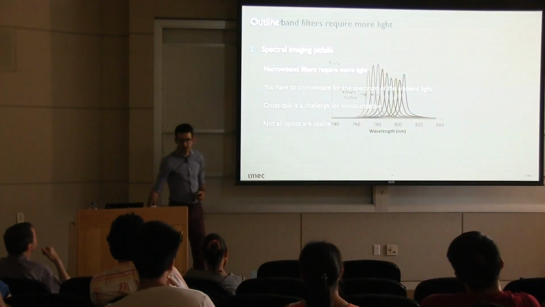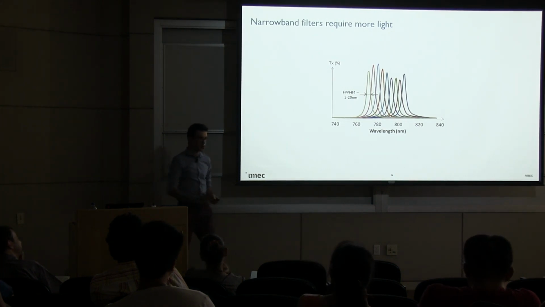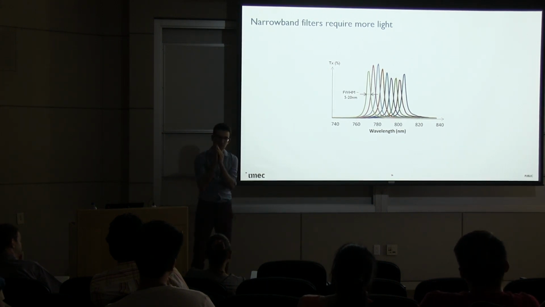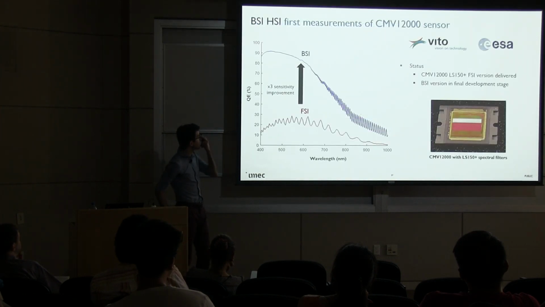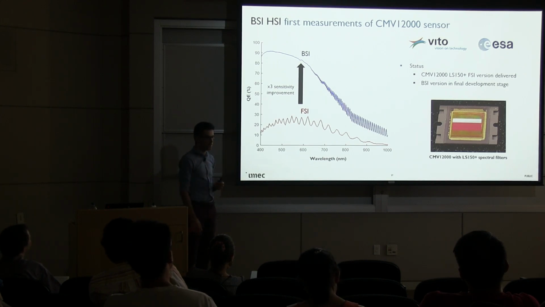So the first one is the most obvious one. If you try to increase the spectral resolution, then you need to subdivide the spectrum into finer and finer bands. But the finer the bands, the less light you will collect, and so you will easily run into trouble with signal-to-noise ratio. One way that IMEC tries to solve this is by going to backside illuminated sensors. Almost all the sensors that I've shown you so far are front-side illuminated, but they are developing backside illuminated sensors to solve the signal-to-noise ratio problem.